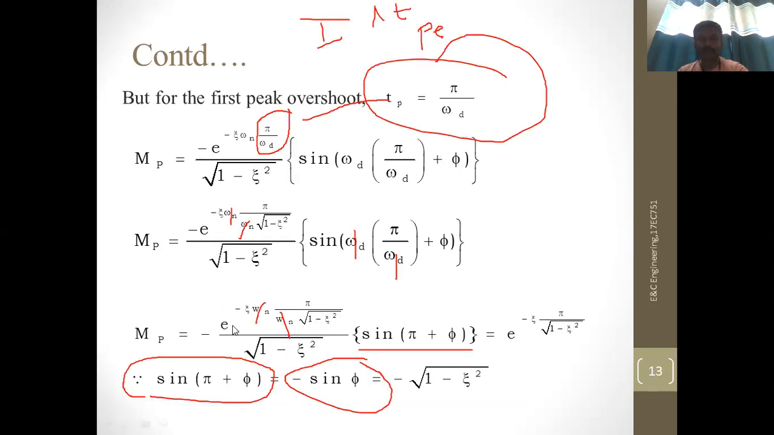Since it becomes plus, what is left out is only the exponential term. Thereby, what form does it take? It takes the form Mp is equal to e power minus j pi divided by root of 1 minus j square. And this maximum overshoot is always expressed in percentage. Thereby, I may write percentage Mp is equal to e power minus j pi divided by root of 1 minus j square into 100. Is it okay? And this is the expression for maximum overshoot.